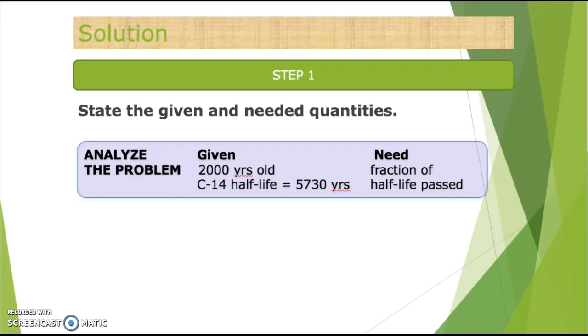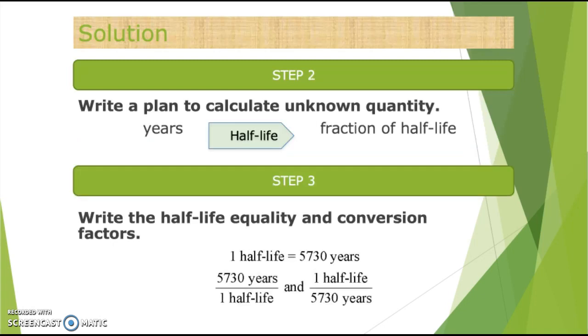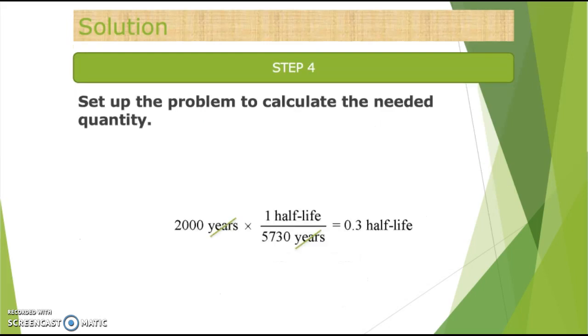Because 2,000 is less than 5,730 years, it has to be a fraction. So the first thing that we do in our plan is to convert years to fractions of half-life using the half-life conversion. One half-life is equal to 5,730 years, so 2,000 years times one half-life over 5,730 years will give us 0.3. So 0.3, or almost, let's say, 30% of the half-life of carbon-14 has passed so far.